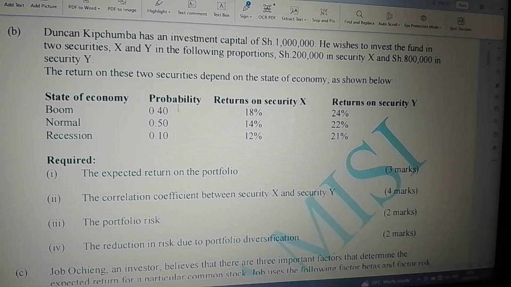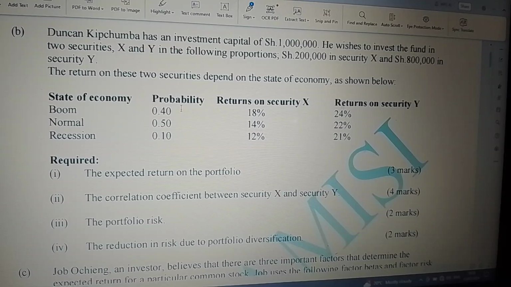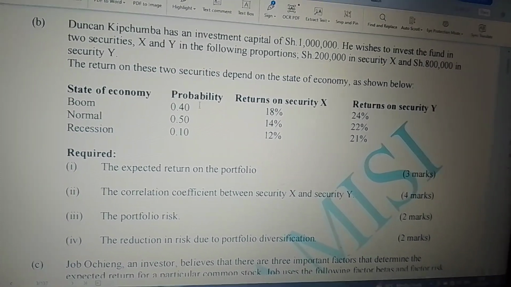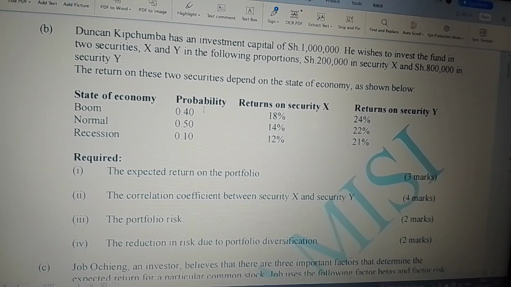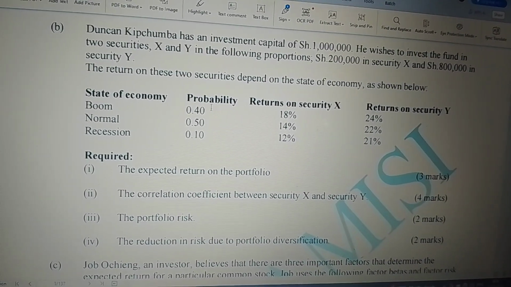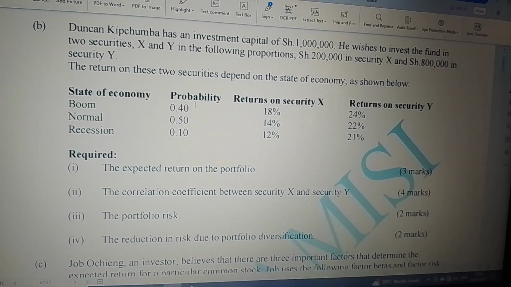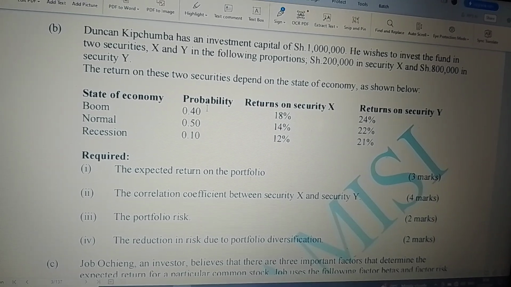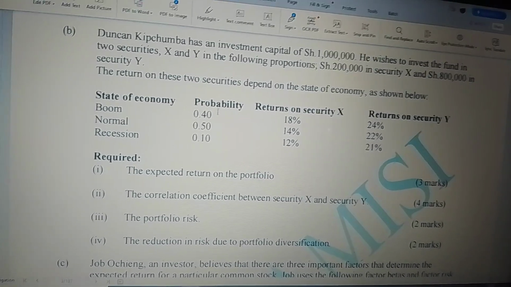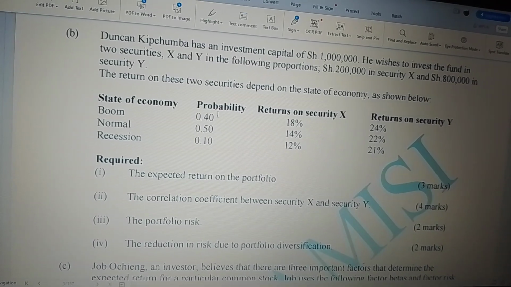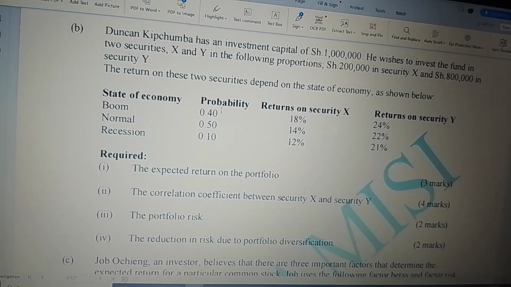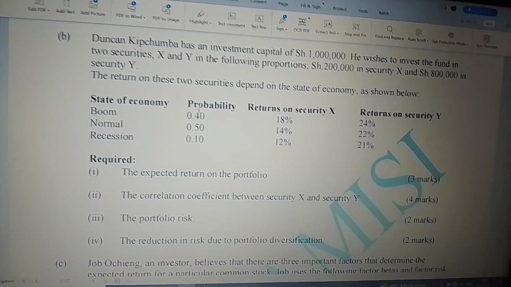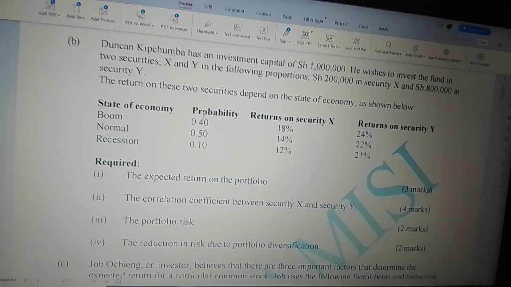He wishes to invest the funds in two securities, X and Y, in the following proportions. So you have been given the proportions there. In security X, he wishes to invest 200,000, and security Y, 800,000. The return on these two securities depends on the state of economy as shown below. You have been given the state of economy, boom, normal, recession, and you have been given their probabilities, their return on security X and returns on security Y.